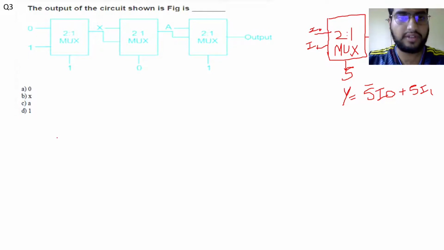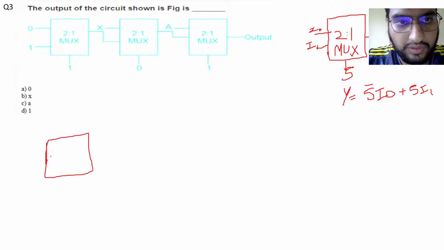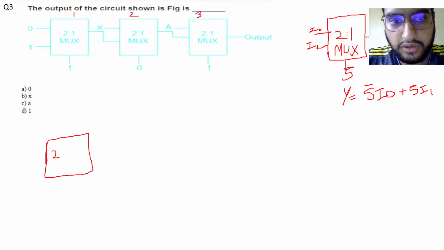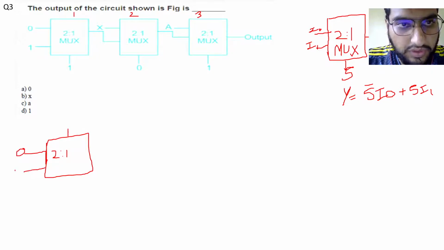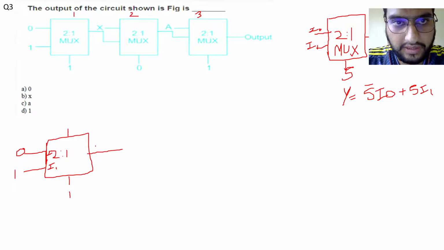So we have these two-input muxes connected together. Let's see the output of the first one. Let me label them 1, 2, and 3. For the first one, at input line 0 we have 0, at input line 1 we have 1, and the select line is 1. Since the select line is 1, input I1 will be selected, so our output X is equal to 1.